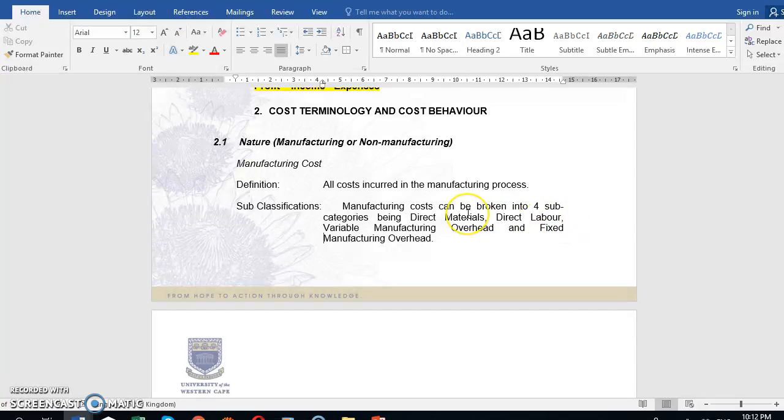Then there is labor involved in creating that Mac. Then there are variable manufacturing overheads, which we will discuss later, but those are things like electricity, water, etc. And then fixed manufacturing overhead, those are things like the rent of the warehouse and the factory where these things are produced, as well as the salaries of all the manufacturing staff involved. Those are all classified as manufacturing costs, the reason being that we need to incur those costs to manufacture a product.